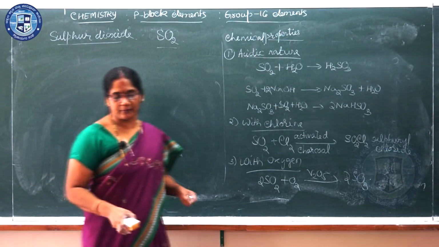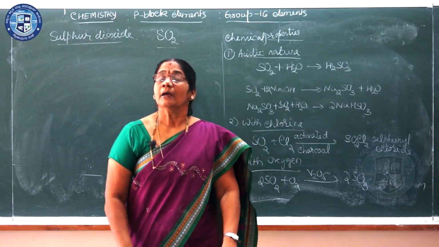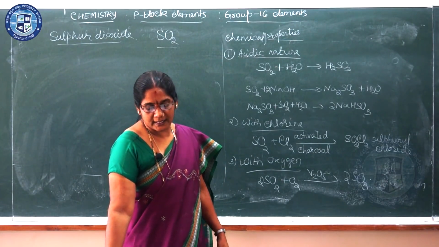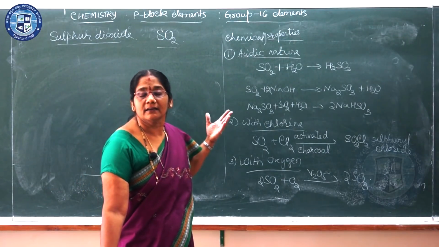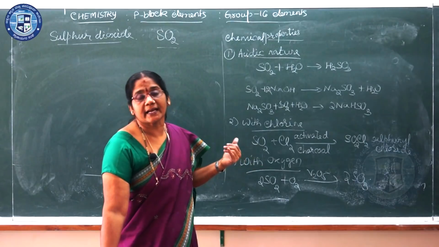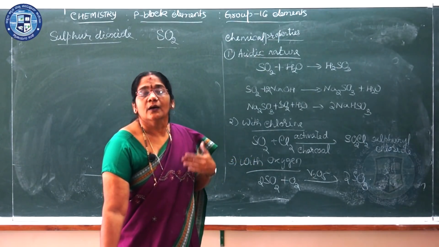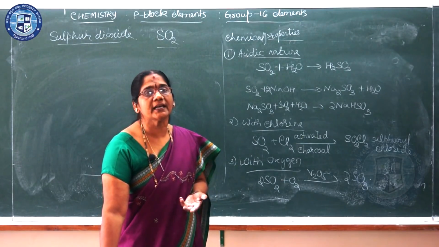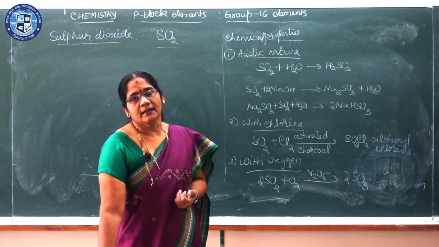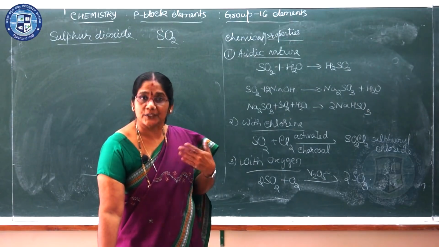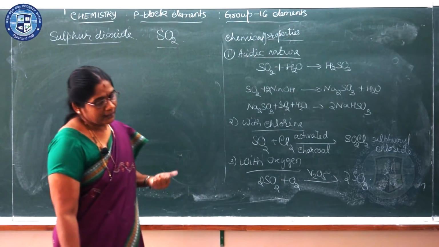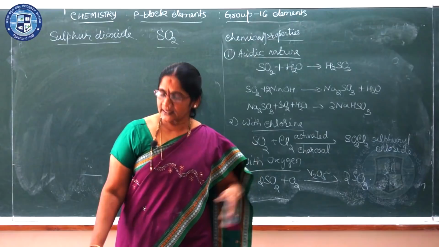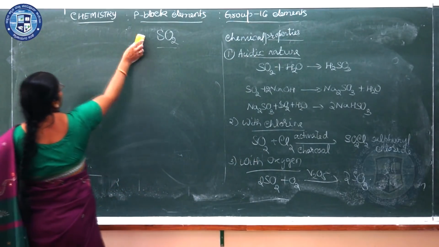Now coming to the uses of sulfur dioxide. Sulfur dioxide is used in bleaching of sugar and in petroleum industries. It is used as an anti-chlor and germicide. It is used to bleach wool and silk. It is used in the preparation of sulfuric acid, which is a very important compound in industries. It is used in the preparation of sulfites, calcium hydrogen sulfite, etc. Liquid sulfur dioxide is used as a solvent in some of the reactions. So these are the uses of sulfur dioxide.